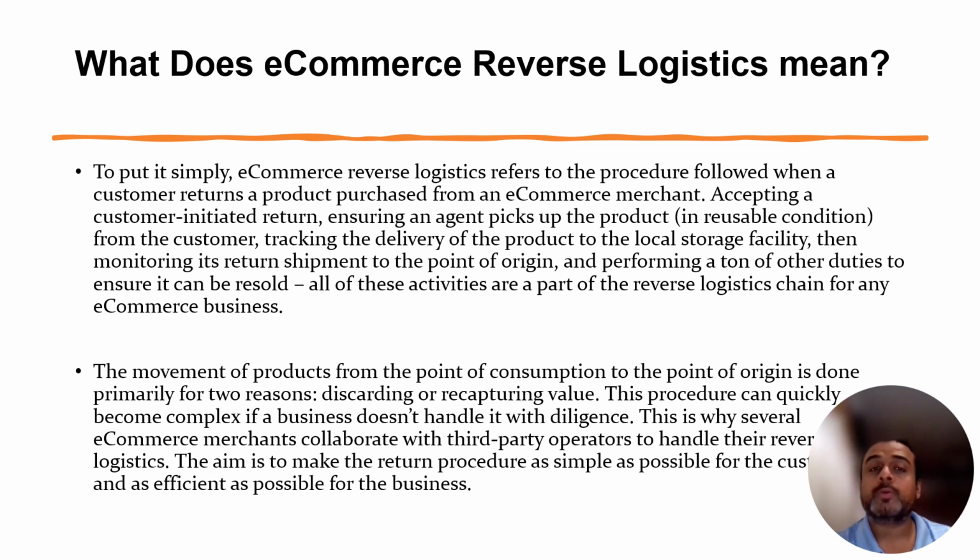The movement of product from the point of consumption to the point of origin is done primarily for two reasons: discarding or recapturing value. This procedure can quickly become complex if a business doesn't handle it with diligence. This is why several e-commerce merchants collaborate with third-party operators to handle their reverse logistics. The aim is to make the returns procedure as simple as possible for the customer and as efficient as possible for the business.